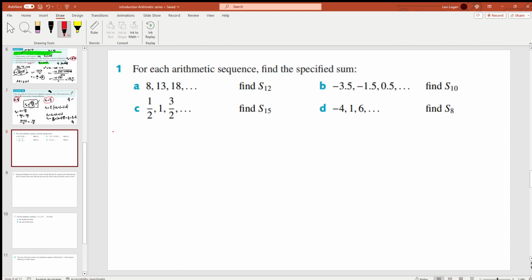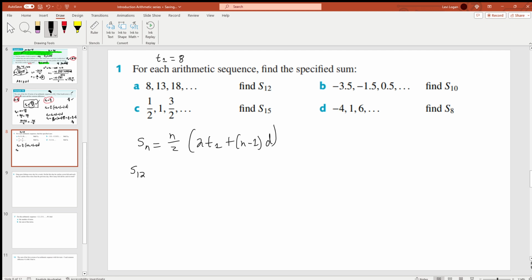So a lot of these is just pretty much plug and sub. You plug this information into the formula, and you work out what this is. So the first one, we're just plugging into the same formula. S of n on 2, twice the first term, plus n minus 1 times d. So first one, you're looking for the sum of your first 12 terms. Your first term, t of 1, is 8, and this is how much that's increasing by.